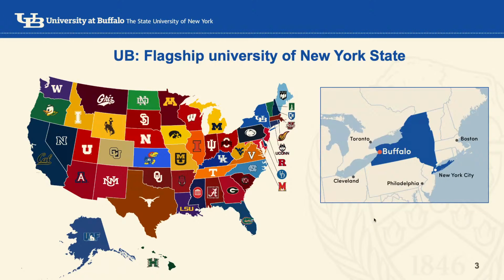So Buffalo is located in New York State. This is New York State. Buffalo is right here. New York City is on the other side of the state. We are right on the border between the US and Canada. Buffalo is designated as a flagship campus across the state, and the University at Buffalo is the largest and most comprehensive campus of SUNY, and therefore it's been designated as a flagship school.